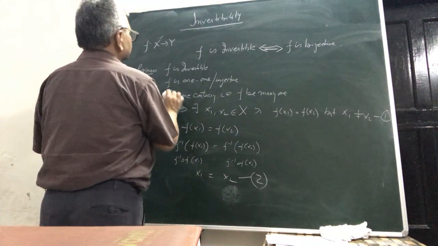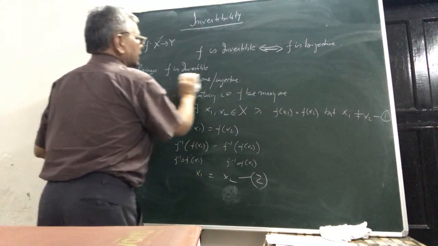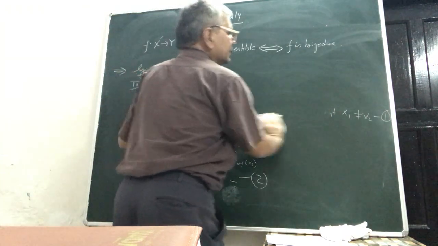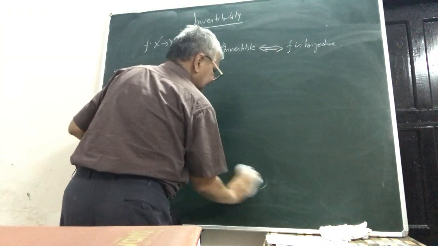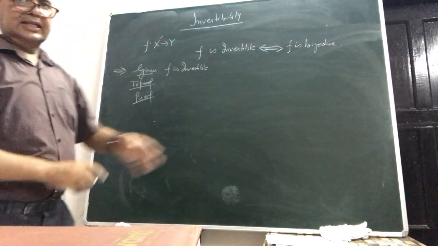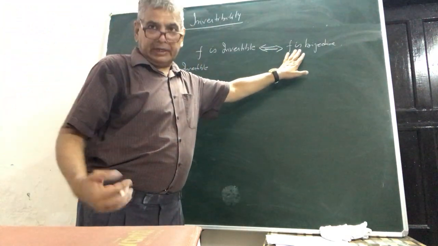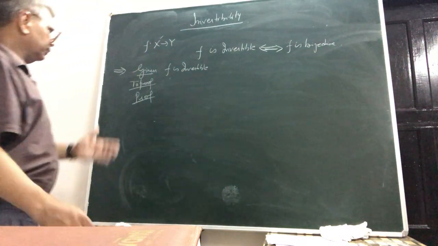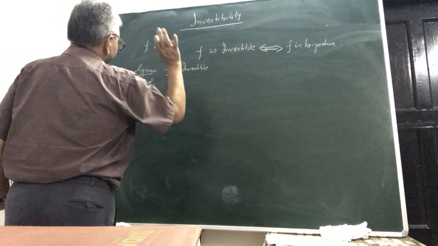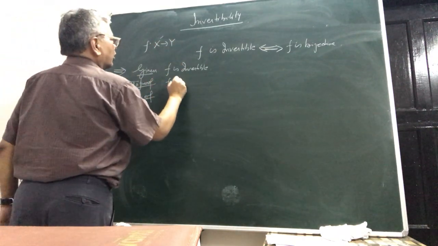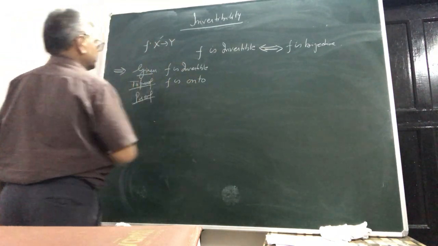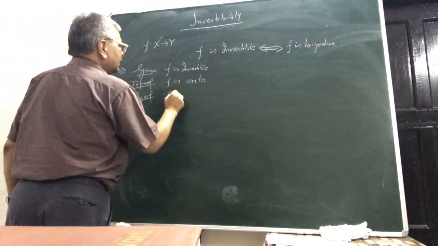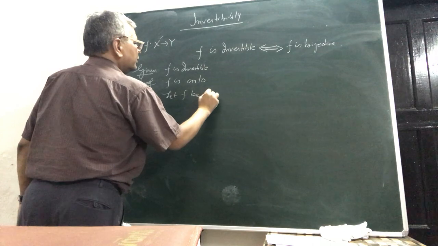Now we will prove that if f is invertible, then we have to show the other part also. And what is the other part? We have shown f is one-one; we have to show f is bijective, that is, f is one-one and onto. So now the onto part we will prove. f is invertible, given. To prove: f is onto. Again by the contradiction method, let f be into.